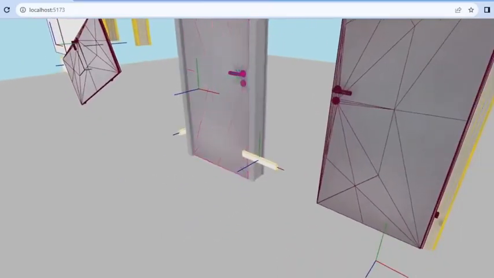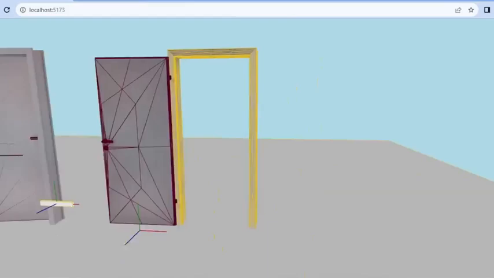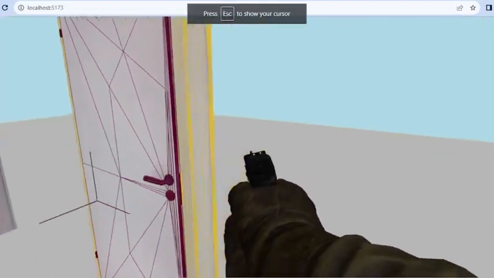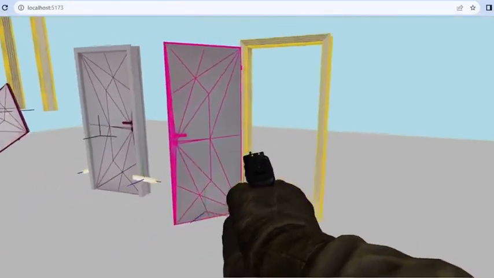And in terms of how it would look in game, bring everything in now, and you'll see how it works. It should look exactly the same. And there you go, a door.